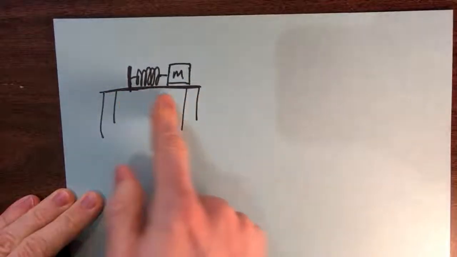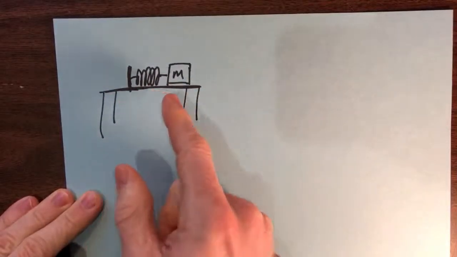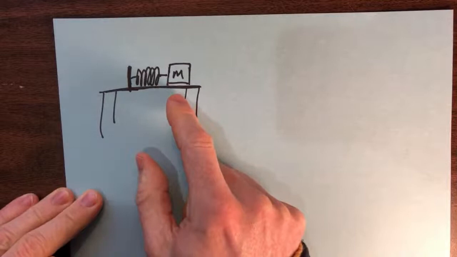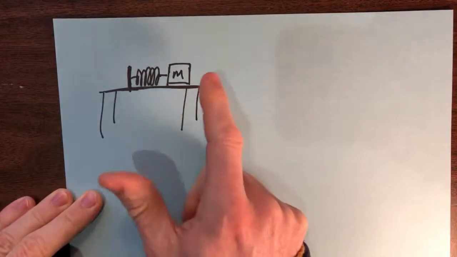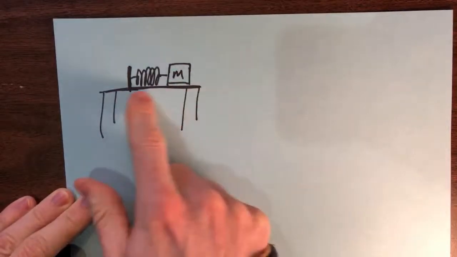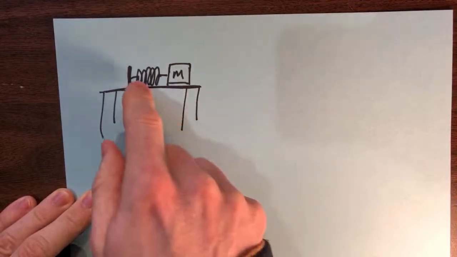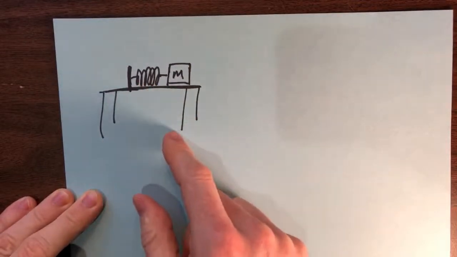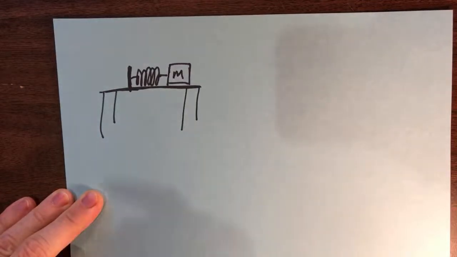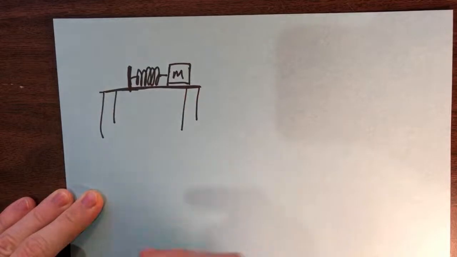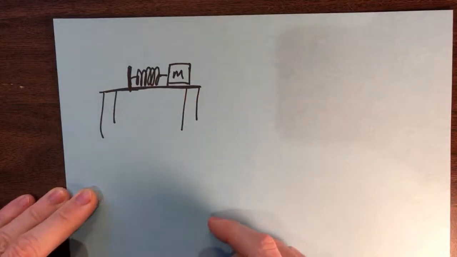And it's going to go back and forth, back and forth, back and forth. Obviously, if there's friction, it's going to slow down. That's the damping force. But if there's no friction, this is going to go on forever. There's going to be friction between the mass and the table, and friction inside the spring itself, and that's going to cause it to slow down and eventually stop. But in this system, if there's no friction, it's going to go on forever. We're going to call that simple harmonic motion.